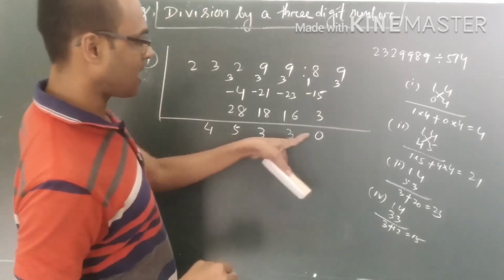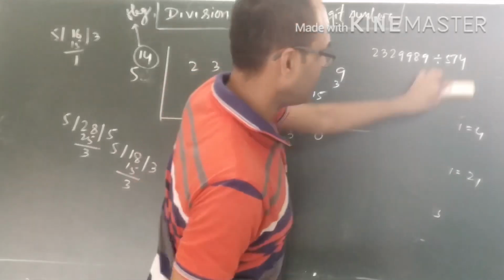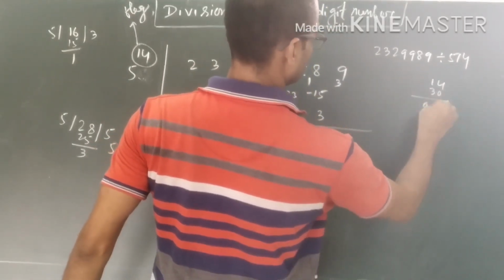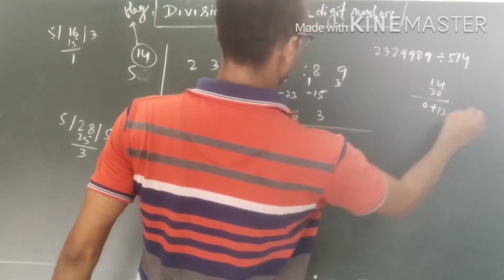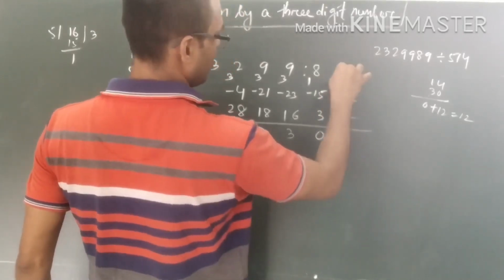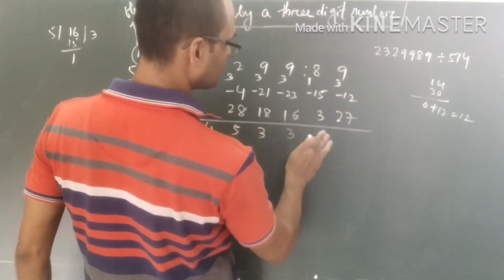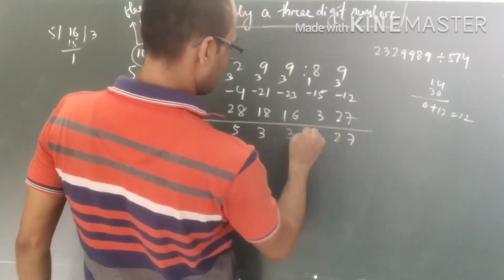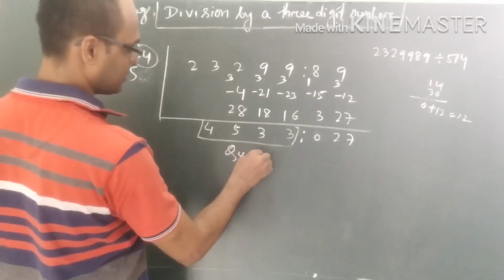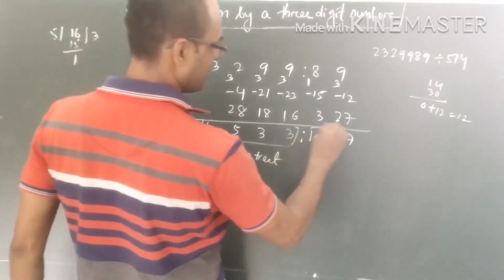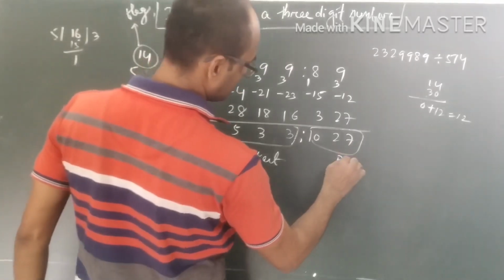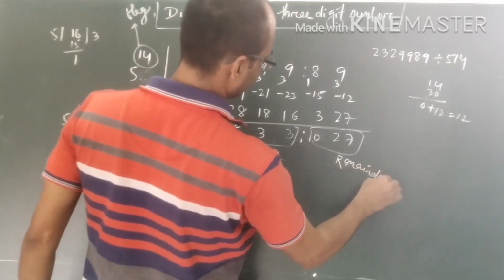Again 14 with 30. Next step, 14 with 30. 1 into 0 is 0. 3 into 4 is 12. Means 12 will be subtracted from this. So 9 minus 2 is 7, and 3 minus 1 is 2. So the quotient is 4533, and the remainder is 27. This is our remainder.